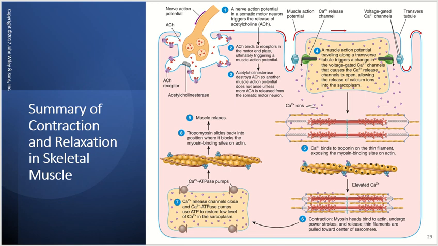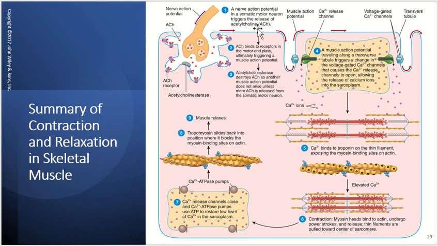Right? So we have our nerve action potential is going to propagate down our somatic motor neuron, and this is going to trigger the release of acetylcholine. Acetylcholine is going to bind to these receptors on our motor end plate, and this is going to trigger our action potential in the muscle. Acetylcholine is then going to get broken down by acetylcholinesterase that's been released from our somatic motor neuron.